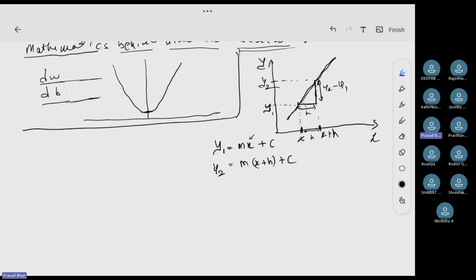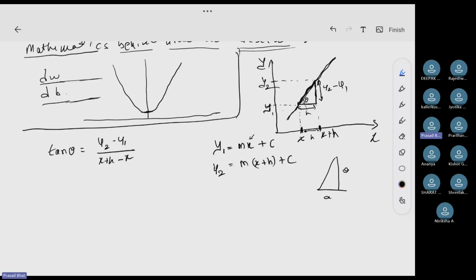Right. Now, if I want to calculate this part, what really is the formula for this? I hope you know that much of trigonometry. If I take this theta value, the angle, then tan theta is equal to what? The opposite divided by adjacent. So it is essentially y2 minus y1 divided by h, or I can also write x plus h minus x, the same thing, right?